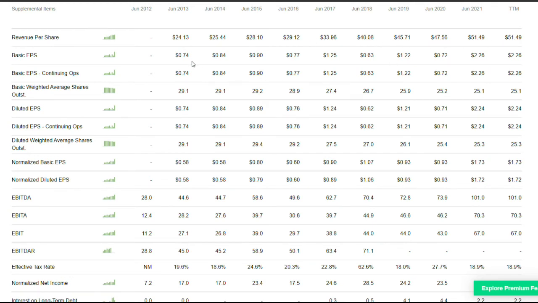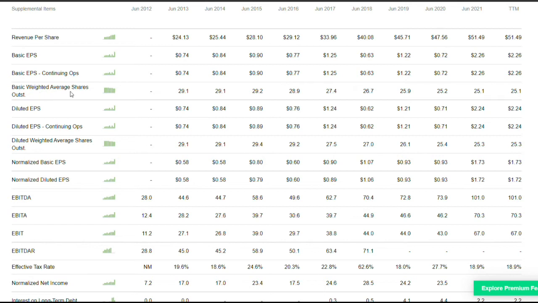Basic earnings per share. Basic earnings per share excludes the preferred stocks. Preferred stocks and all the dividends are excluded from it, and whatever the earnings per share are on the common stock is called basic earnings per share. As you can see, generally I want to see it going up over time as well. Basic earnings per share from continuing operations.